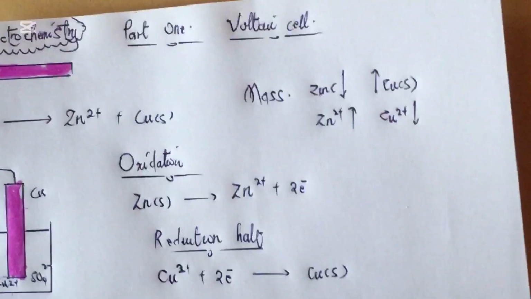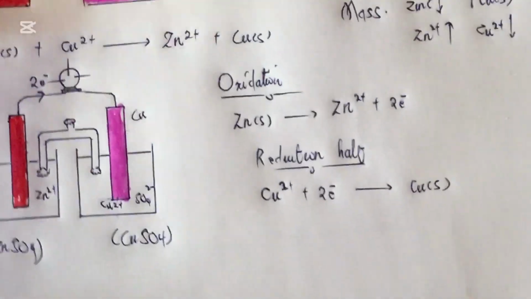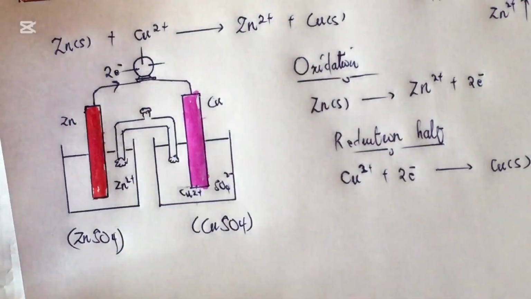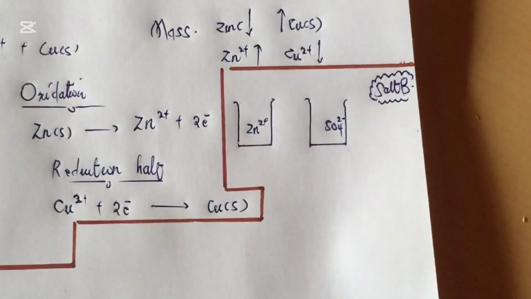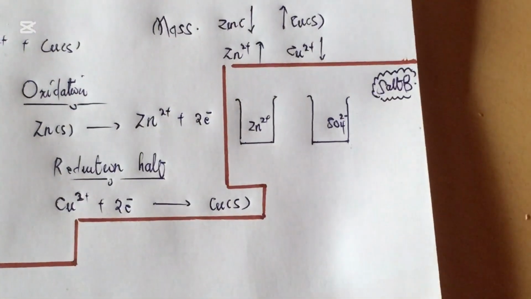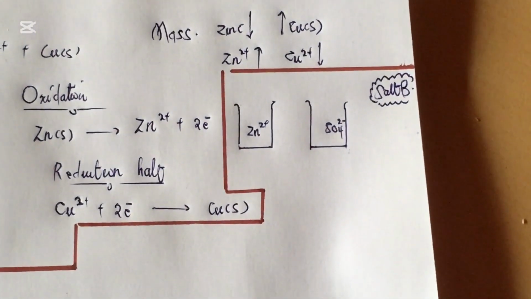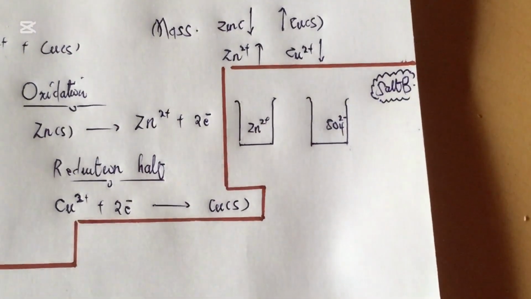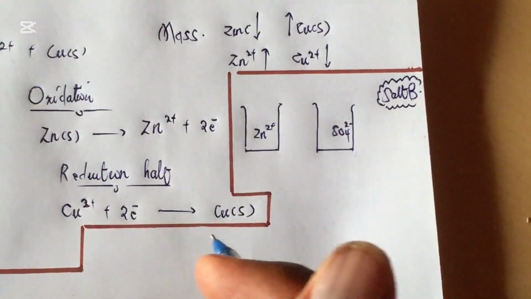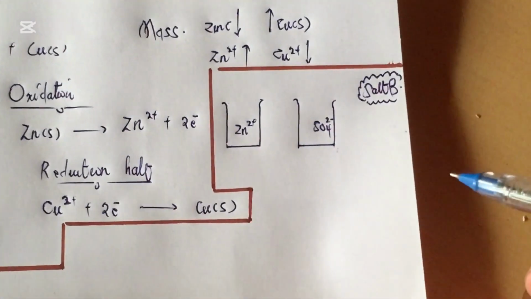Now let's try and talk about the electric potential between the two electrodes. Looking at it from this side, the reason why we introduce a salt bridge is to maintain neutrality. Because if a salt bridge is not involved in the galvanic cell, there will be a build-up of positive charges.